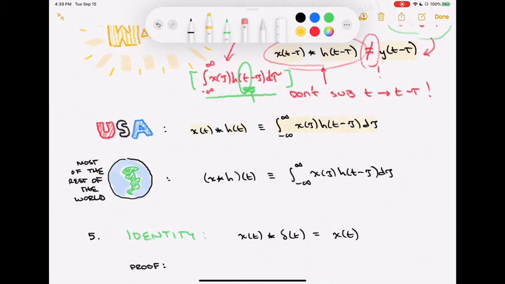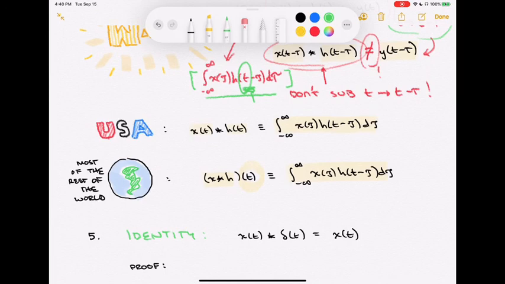The convolution integral is the thing that is constant. Most of the rest of the world has that same convolution integral. The rules of systems haven't changed, but they use a slightly different notation. They use x star h, and then they just show t once. They show that as a function of a single variable t.